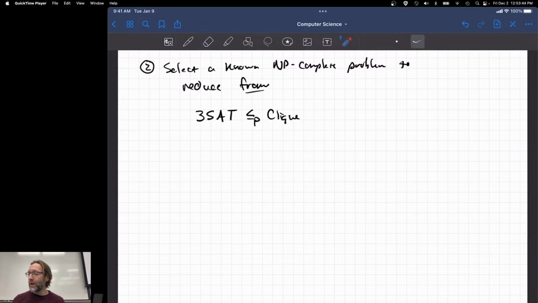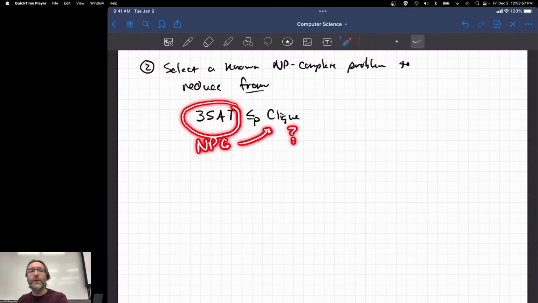All right, so this work is already done for us. But what I want to emphasize here is that you are going from 3 SAT, something that is known to be NP complete, and you're reducing to something that is not known to be NP complete until after you're done with this proof. Okay?